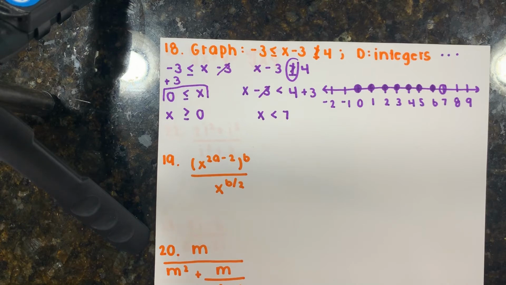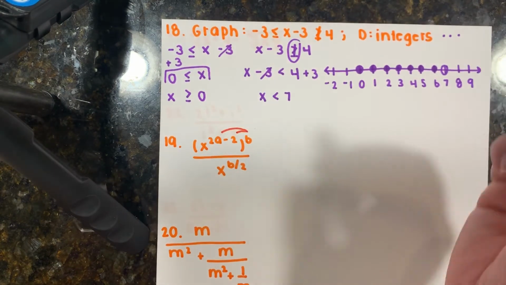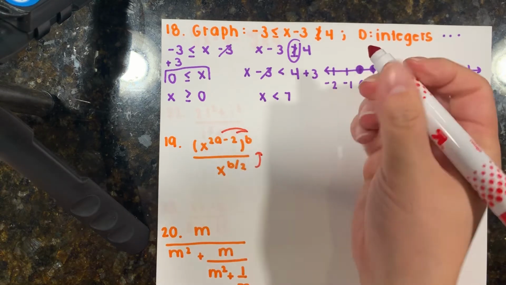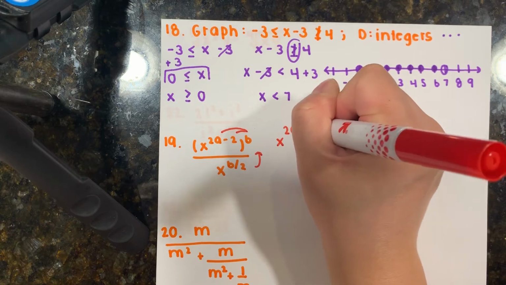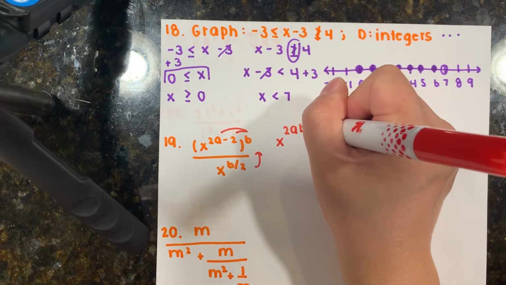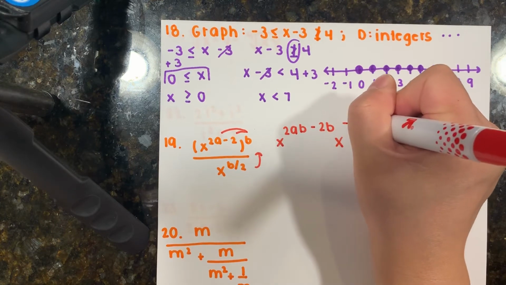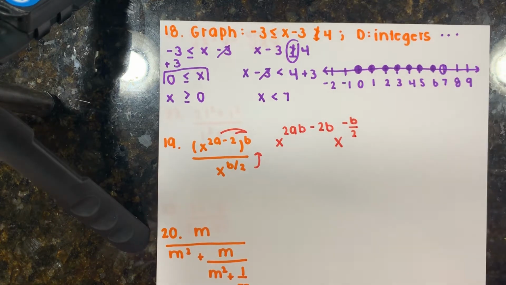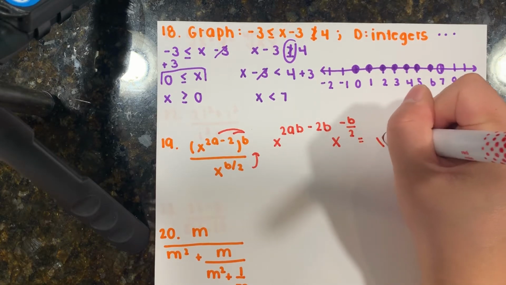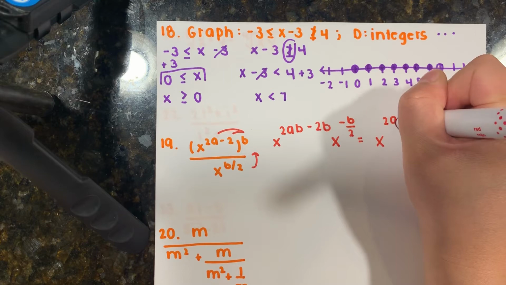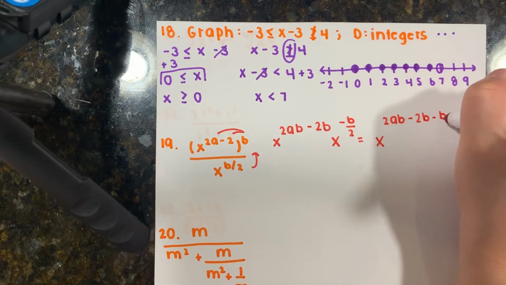For number 19, the first thing that I'm going to do is distribute this b into the exponent and bring this denominator up to the numerator. So this would be x to the 2ab, and then -2b, and x to the -b over 2. Now you'll notice that your bases are the same, so we can add the exponents together. So I would have 2ab minus 2b minus b over 2.